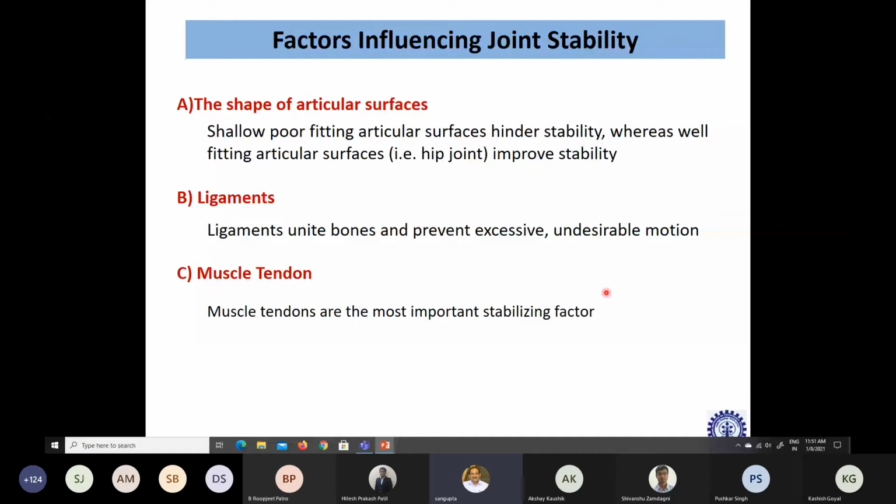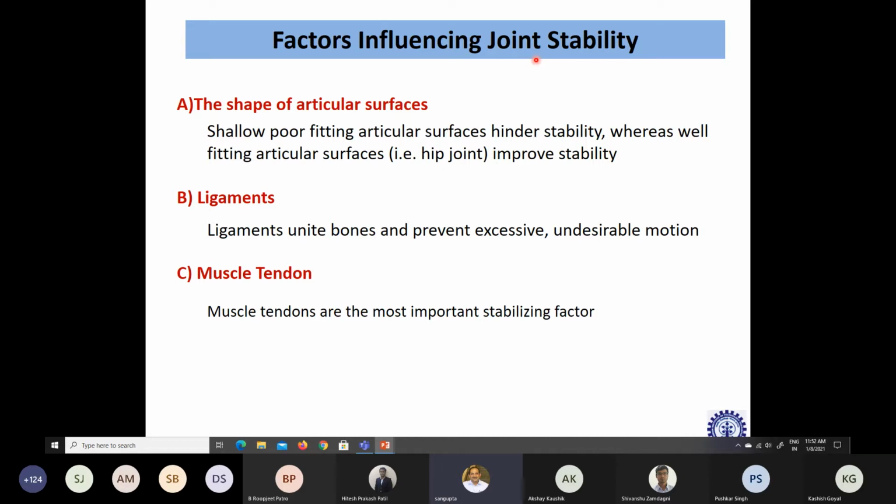Okay, so the shape of the articular surface needs to be appropriate. It should fit properly with the other articulating bone, and it must not be too shallow, so that it cannot provide sufficient stability to the joint. So the shape of the articular surface actually influences joint stability.